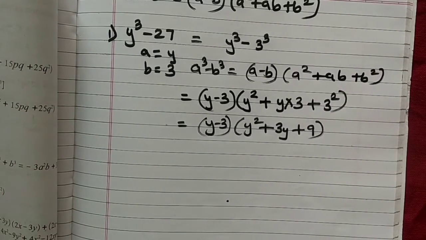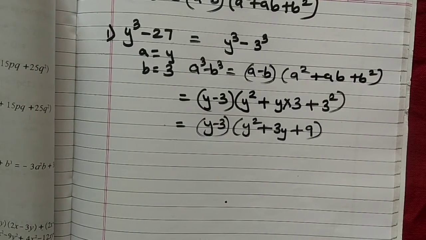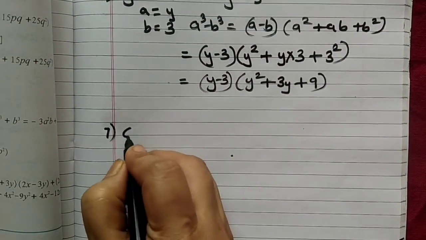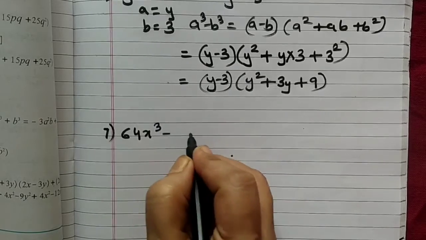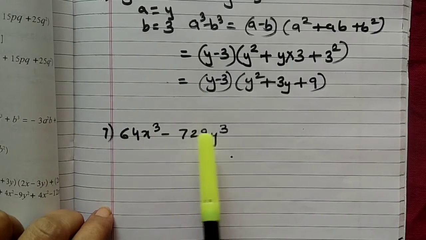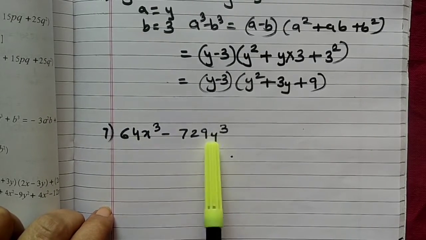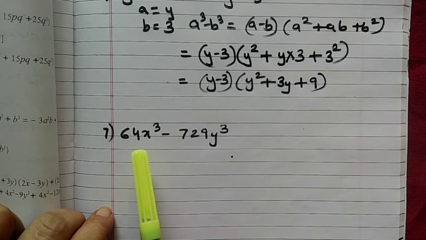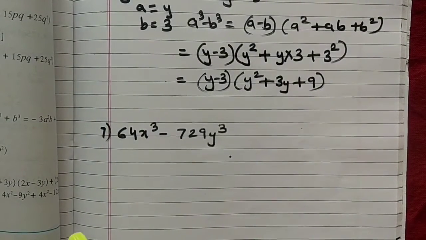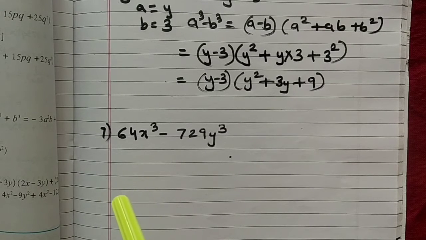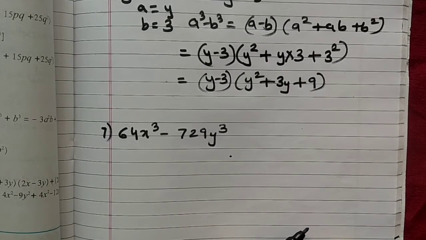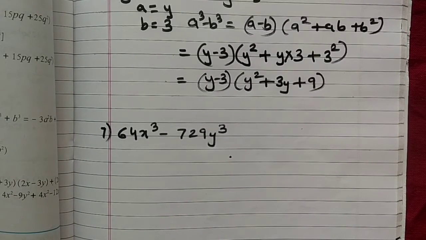Now we'll do a little bit more difficult sum. Let us take sum number 7 now. What is sum number 7? 64x cube minus 729y cube. Now always remember, whenever numbers are given like this, they are the cube of some number. So 64 will be the cube of which number, that we have to see. It is 4: 4 fours are 16 and 16 fours are 64. So you can find the cube root as we have done in the cube root and indices chapter.